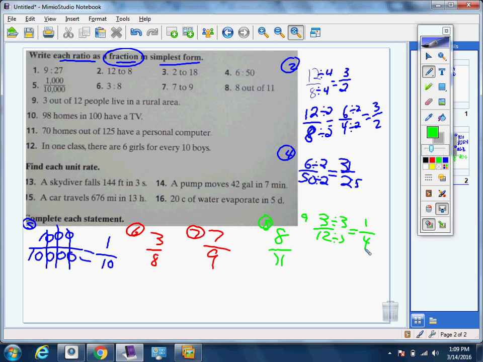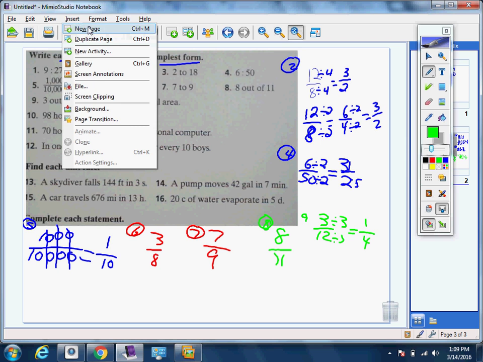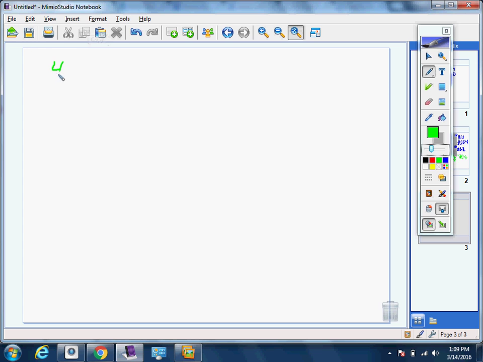Okay, let's see. So then I gave you which ones, 13, 14, and 15? 14 through 16. Okay, so a pump moves 42 gallons in 7 minutes. So it's 42 gallons in 7 minutes. So what they want to know is how many gallons in 1 minute.